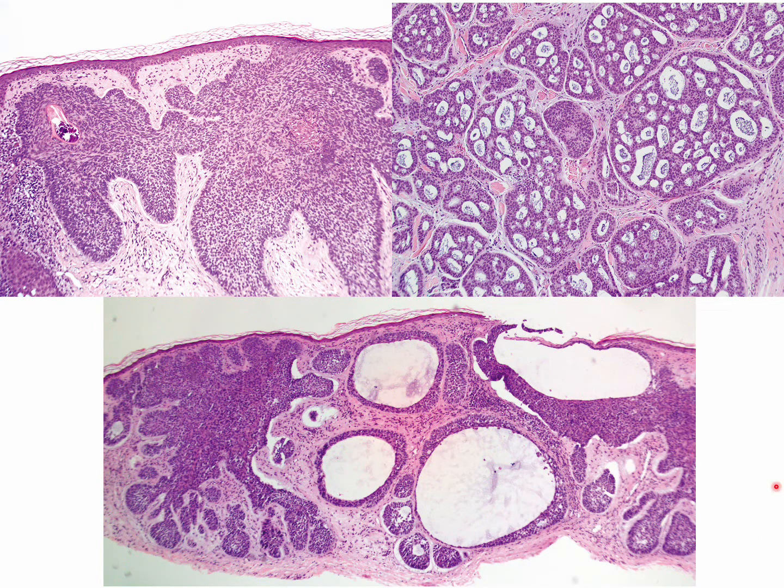The bottom image is showing these nodules with cystic changes, very dilated areas in the middle. So this is another variant known as the nodular cystic variant of BCC.